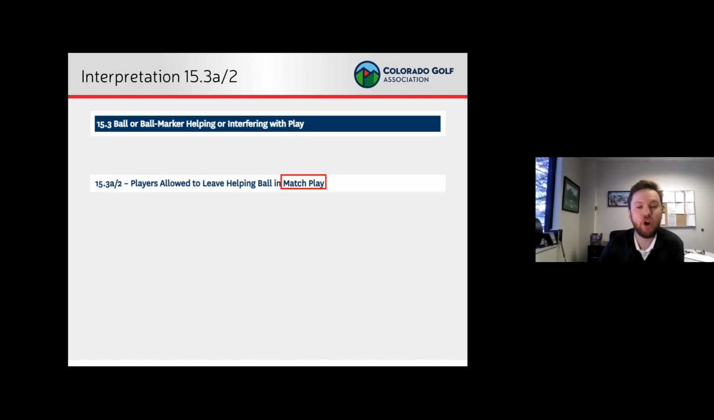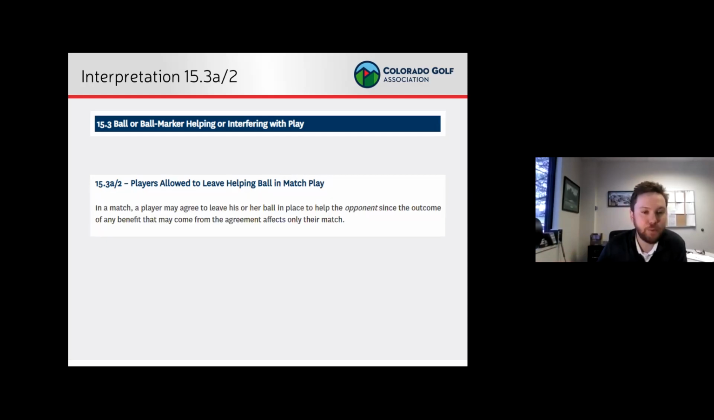Again, this is match play only, so it does very much depend on what form of play you're at right now. So in match play, it says in a match, a player may agree to leave his or her ball in place to help the opponent. Again, that's a match play term, since the outcome of any benefit that may come from the agreement affects only their match. So in the example I used earlier, we got A, B, and C, and then the rest of the field, there's everyone else involved. So this is a 40-player field. Everyone else in the field is also concerned about what they may or may not be doing to backstop. In match play, like we saw, I'm only playing one player.